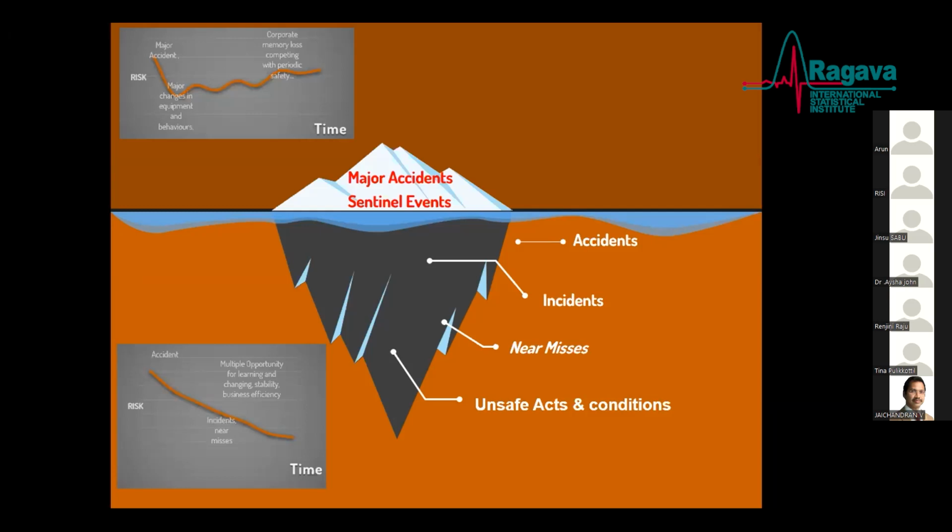But if you see the graph below, there are multiple opportunities for learning and changing stability and efficiency when you learn from incidents and near misses. Thus, adopting a learning from major accidents approach will ultimately lead to an increased frequency of major events. And an efficient low frequency incident process will make use of the multiple opportunities for learning, leading to a lower risk. I hope this picture reflects what we can learn, or what the use of an incident reporting system is, or how we should see an incident reporting system.